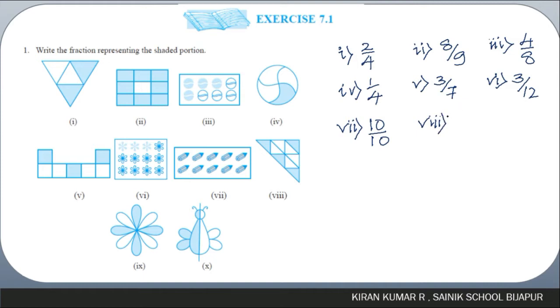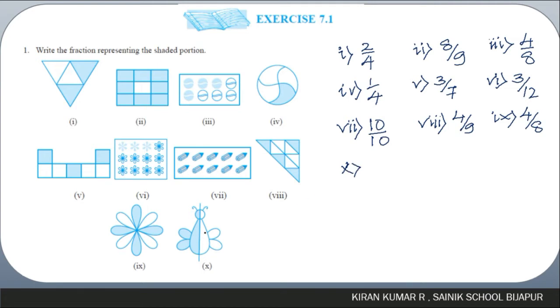In the 8th one, we have got 9 triangles. In the 9 triangles, there are 4 triangles which have been shaded, so 4 by 9. In the 9th one, we have got total 8 parts. Out of 8 parts, 4 have been shaded, so 4 by 8 represents the shaded portion. 10th one.